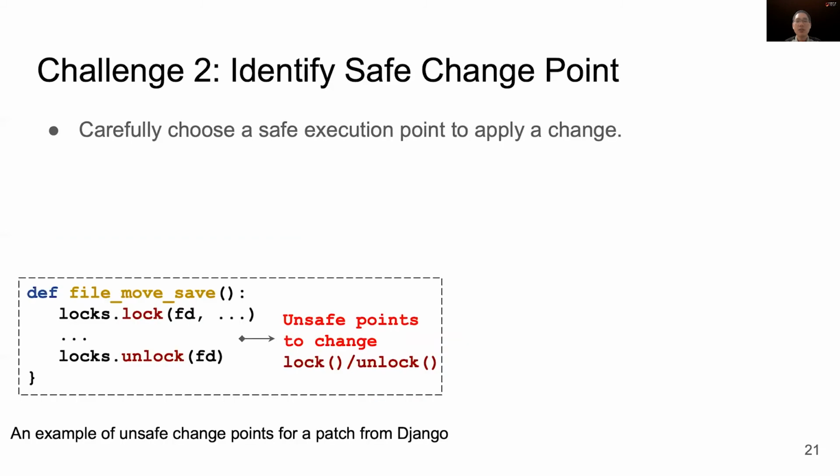However, function quiescence may not be enough for safety when the change function modifies shared states. Consider the example here. Two functions lock and unlock need to be changed, and both of them modify the lock state. Applying the change when the program is executing between the calls to lock and unlock is not safe. The new unlock may be called with an old lock state and the behavior is undefined.